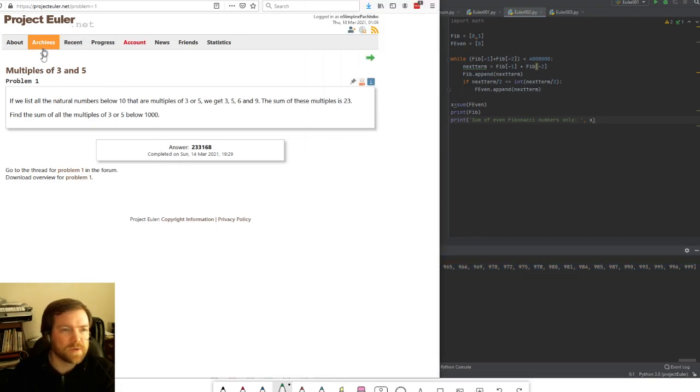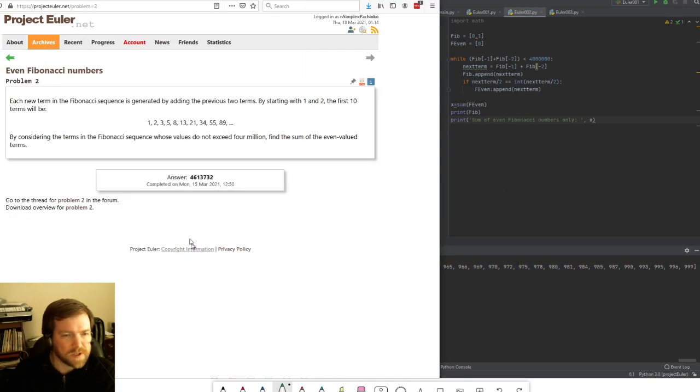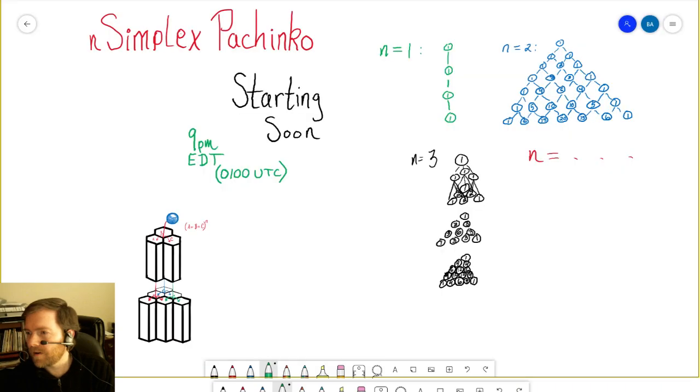So, number 2 was, we want the sum of the even Fibonacci numbers whose values do not exceed 4 million. So, in order to figure out the Fibonacci sequence, the way we do it is, you're going to take the previous values, let me get the whiteboard up here.